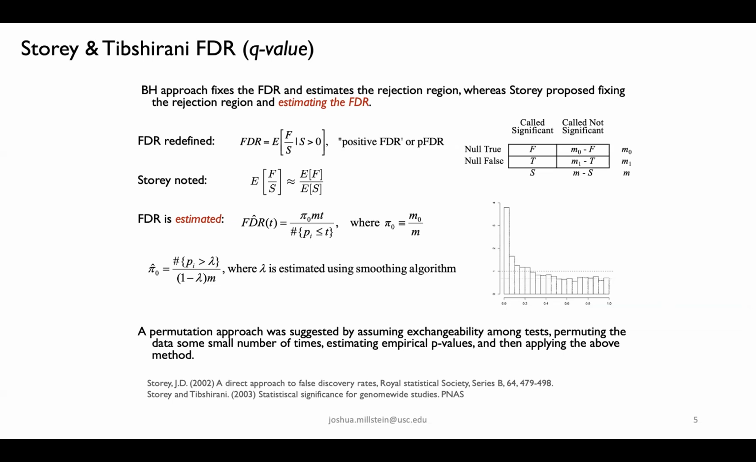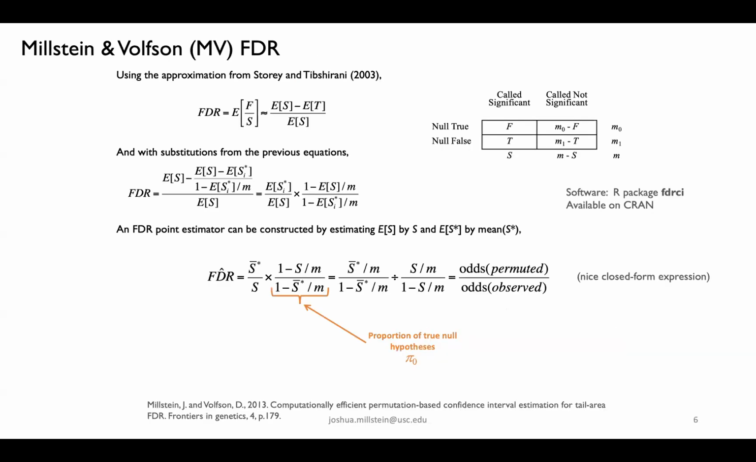Here they introduced the idea of a point estimator. FDR is a parameter that we can estimate, which naturally brings up the question of the variance of our estimator. It's not only the bias. John Storey's approach is less biased than the BH approach. It's still conservative, so that's nice, but what about the variance? That wasn't really addressed, and that's where the approach that I introduced comes in.